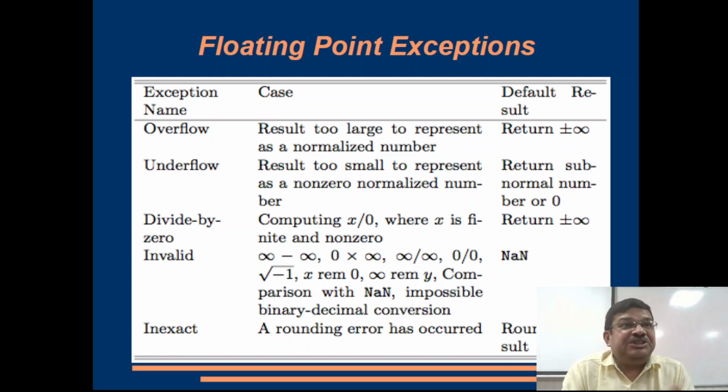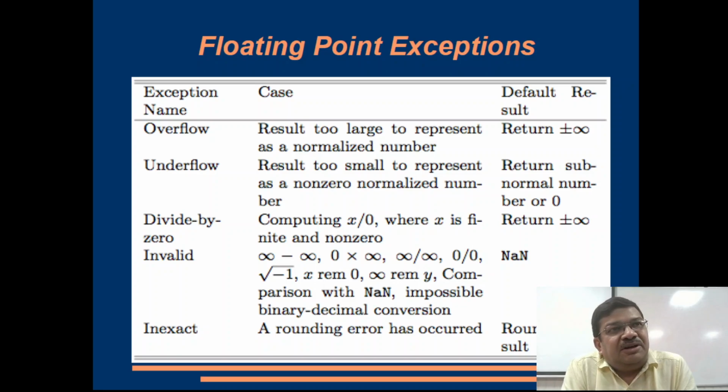Subtraction, addition, operations between two infinities, not defined. Logarithm of a negative number, not defined, right? Square root of negative numbers, not defined, unless you are making use of a special representation of complex numbers. But in floating point arithmetic itself, square root of negative numbers is not defined, right? So, impossible binary to decimal conversion.